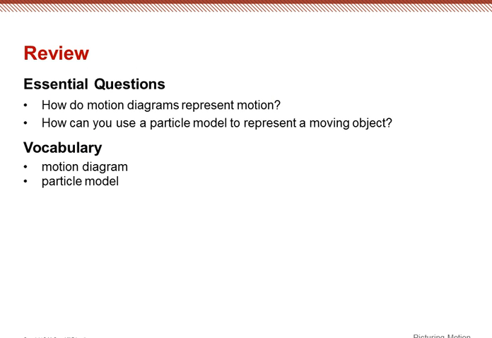So this section is a quick one, and so hopefully you can answer these two questions. How do motion diagrams represent motion? Well, they're just snapshots that show us an object that is moving at equal time intervals, and we can use a particle model to replace that moving object with a dot, and so we can examine the space between those dots. Now we're going to do that a little further in class and later in the video.